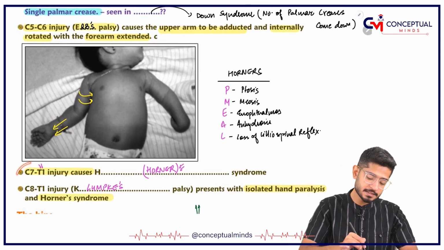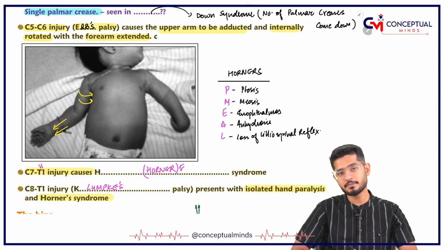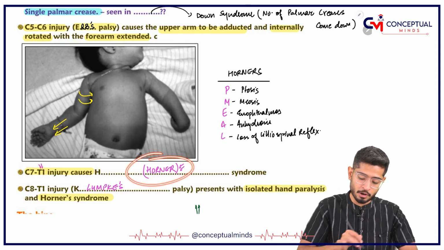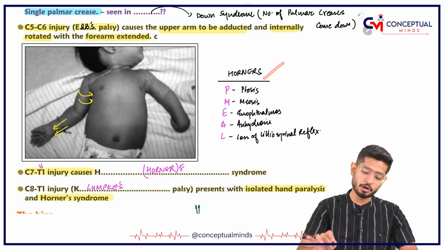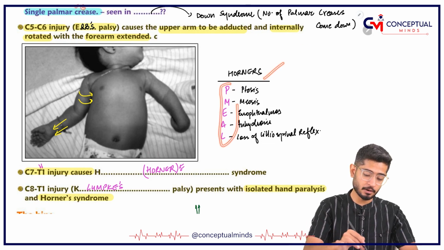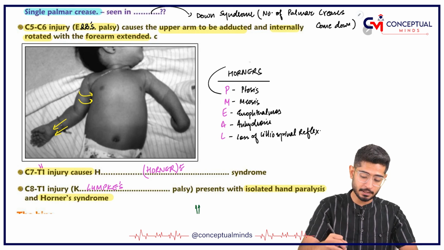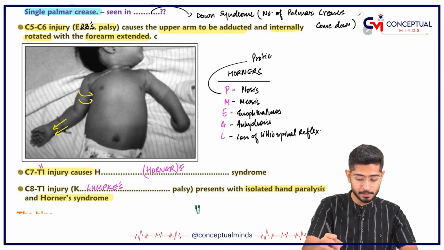Now coming on to C7 and T1. If C7 and T1 are involved, that causes Horner syndrome. Which syndrome? Horner syndrome. And the cheat code to remember Horner syndrome is P meal, or you can say protein meal. Protein meal. Okay.